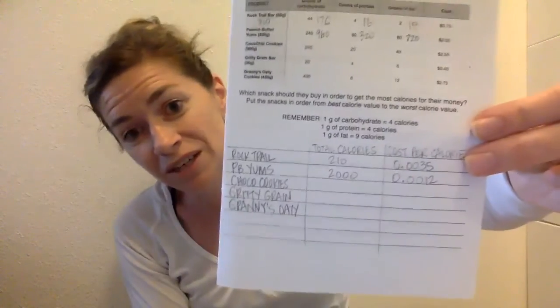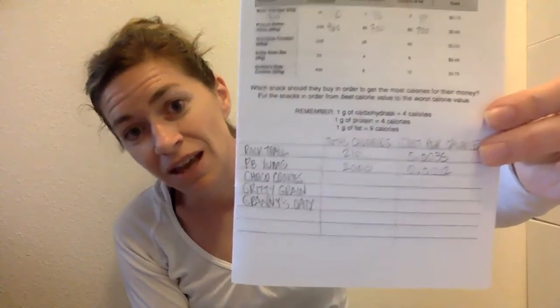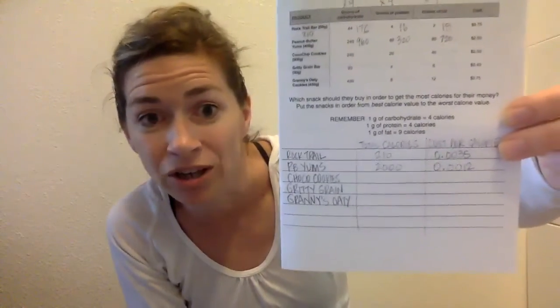So what you're going to do for the rest of this is work out all the rest of the calculations, and then look and see which is the smallest number, that is going to be the best value, and that is the thing that we are looking for. So you can just put a number 1 next to that, and then figure out what would be second and third and fourth and rank them all the way down. And then please post a picture of this on Seesaw so that I know that you did it and I see how you did.